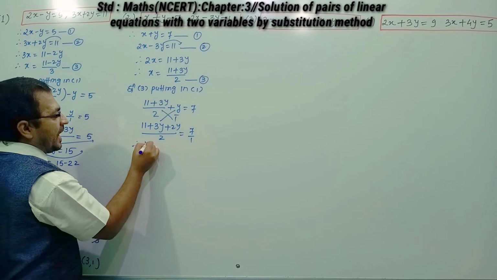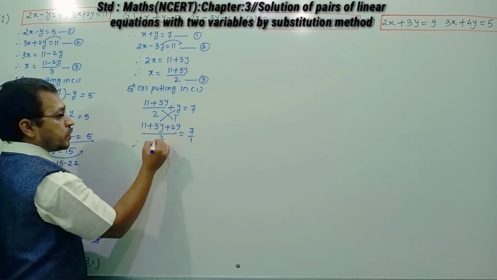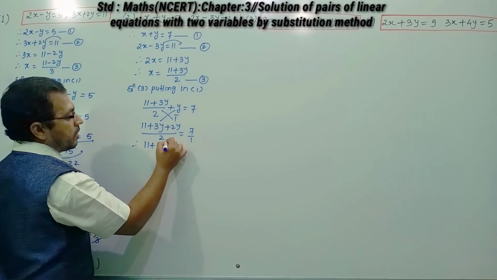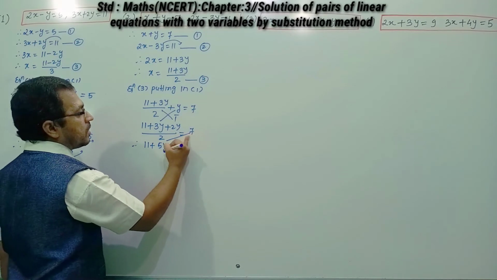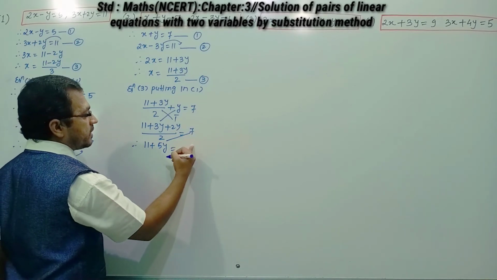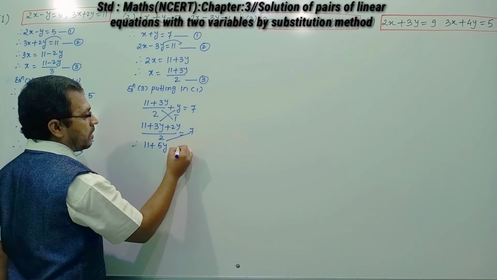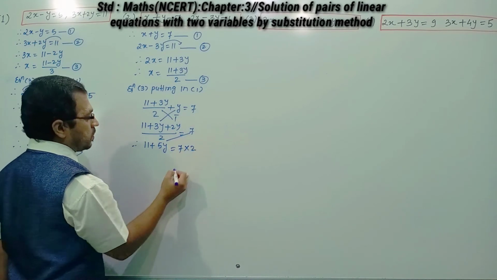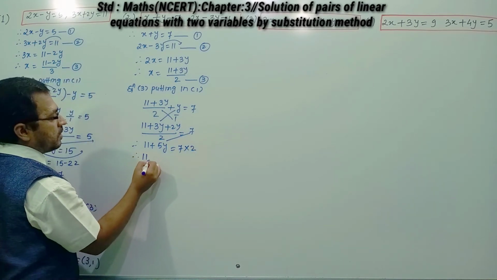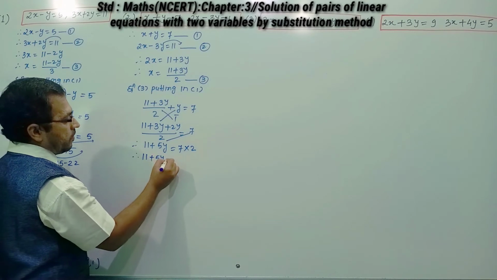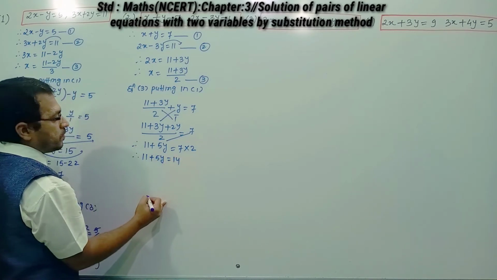So 11, 3y plus 2y, 5y. It goes to the right side, as both the things are equal. So 7 into 2. So 11 plus 5y is equal to 14.